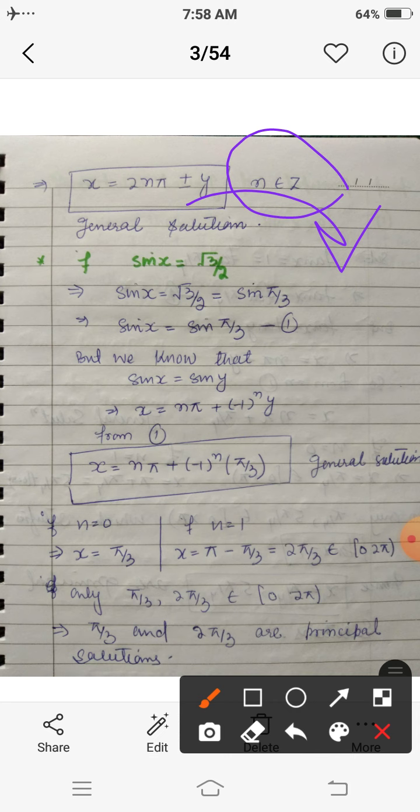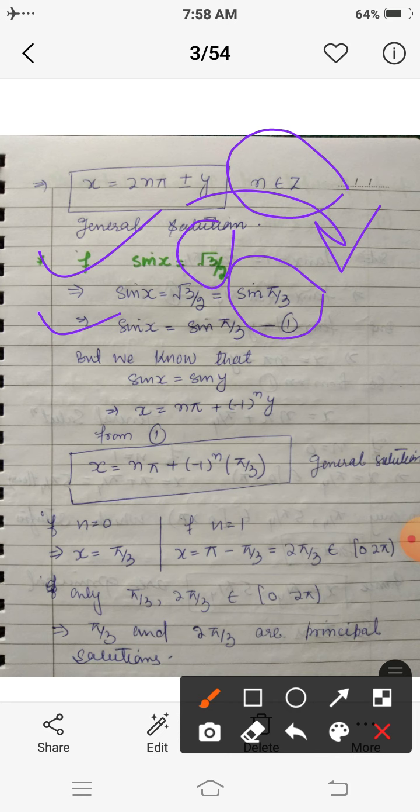Now let's consider the question: if sin x equals root 3 upon 2, we have to find its principal and general solution. You know that the value of sin pi by 3 is root 3 by 2, because this is a standard angle, and its value is root 3 by 2. So this means that sin x equals root 3 by 2 simply implies that sin x equals sin pi by 3.